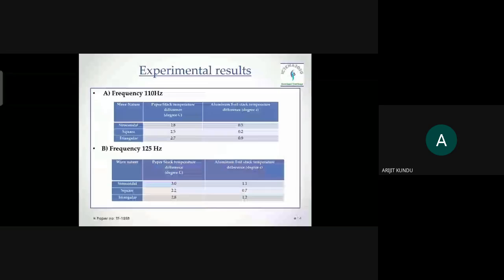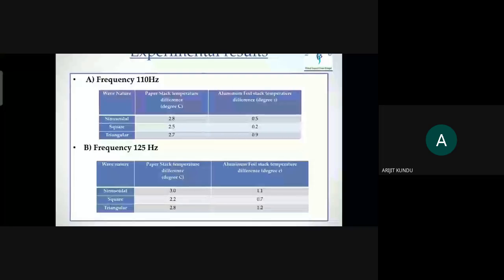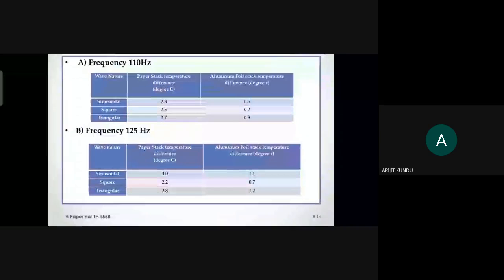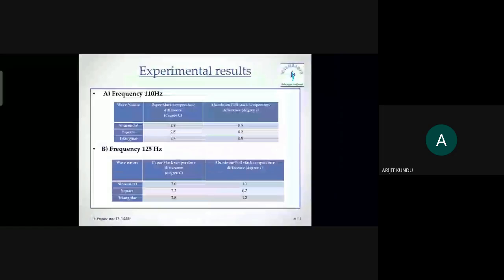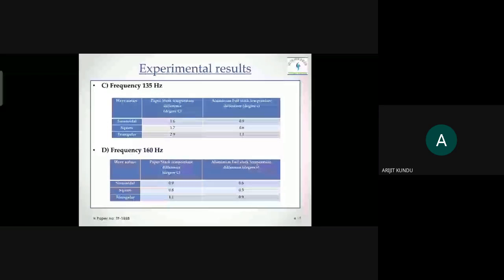So here is the data that I have achieved for 110 hertz frequency for the paper stack and aluminum foil stack, for three types of waves. And this is the temperature difference achieved on both sides of the stack material. Here is the data for 125 hertz frequency, similarly for paper stack and aluminum foil stack. This is the 135 hertz frequency data, and this is the 160 hertz frequency data similarly.